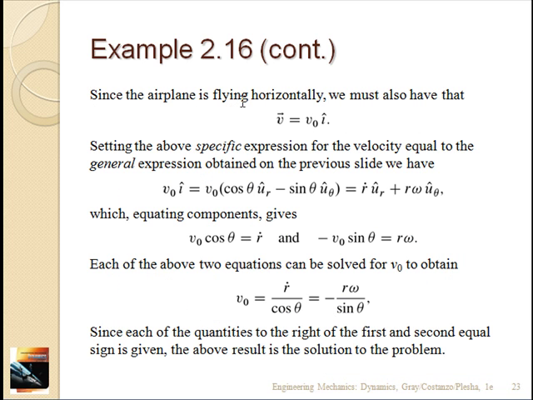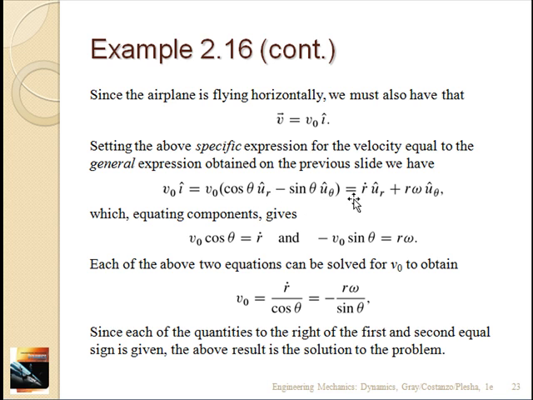So that's one relationship for the velocity of the plane in terms of r and u hat sub r and u hat sub theta and r dot. But we can also write that the velocity of the plane is just v naught times i hat, and we can equate the two. So v naught i hat we can also write as v naught times cosine theta u hat sub r minus sine theta u hat sub theta. So this is just i hat broken up into radial and tangential components.